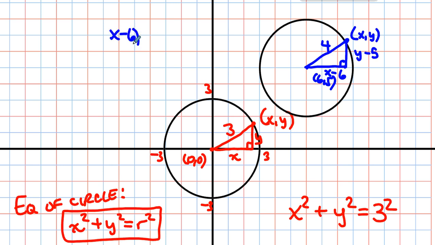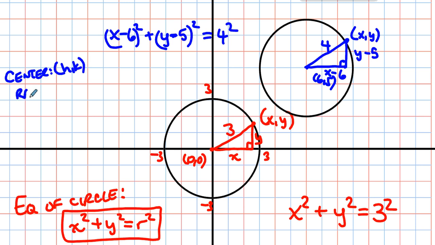Leg squared plus leg squared is radius squared. And so you might have learned that if the center is some point h, k and the radius is some number r, then the equation of the circle is x minus h squared plus y minus k squared equals r squared. But it didn't come by accident, it didn't fall from the sky, and it certainly didn't come by divine revelation. It came from the Pythagorean theorem applied to our circle.